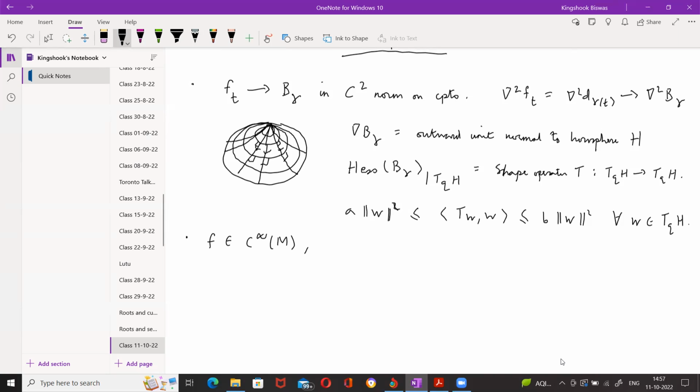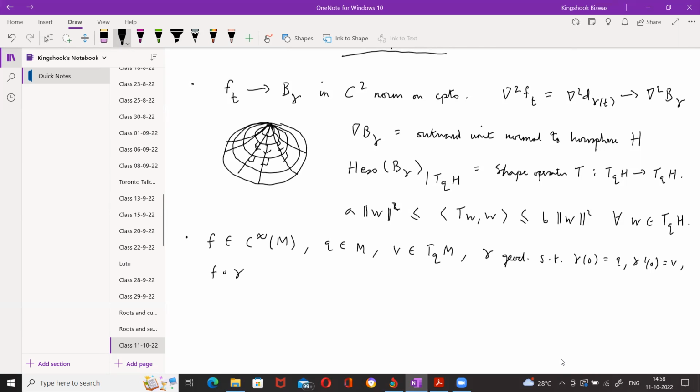Okay, and say Q is a point in M, and say V is a tangent vector at Q. Okay, and then let me take gamma to be a geodesic with initial velocity V. So gamma 0 is Q, and gamma prime 0 is V. Okay, then let me look at the function f composed with gamma.